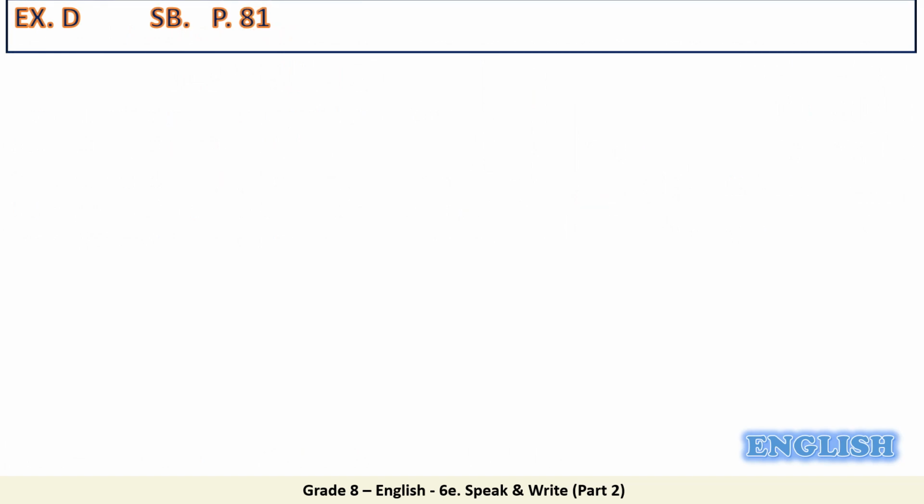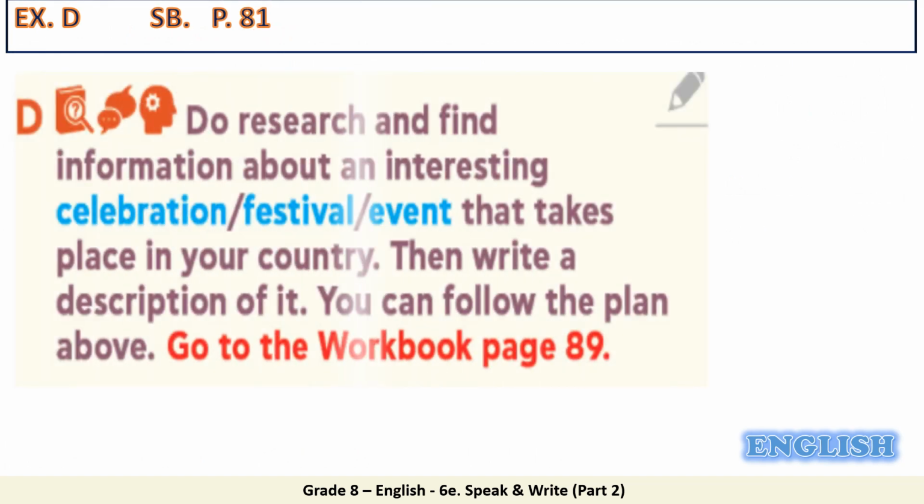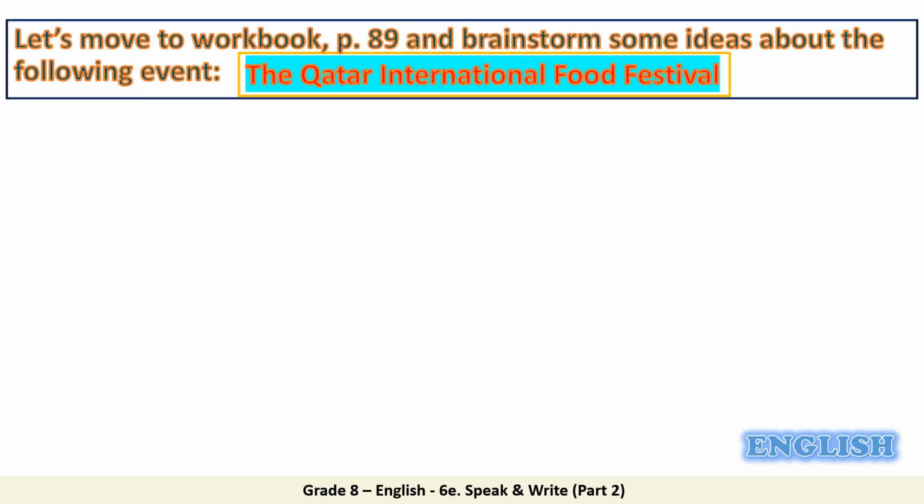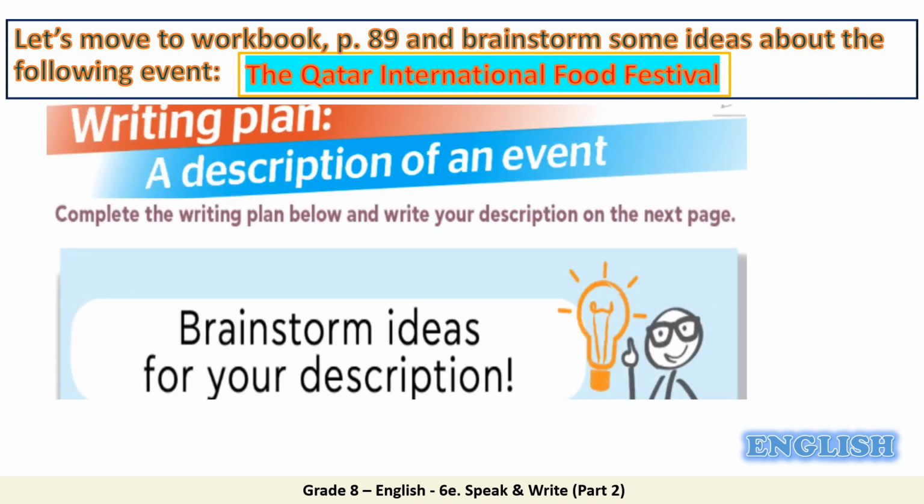Now let's move to exercise D, student book page 81. Do research and find information about an interesting celebration, festival, or event that takes place in your country. Then write a description of it. You can follow the plan above, which we have already discussed. Go to the workbook page 89. Now open your workbook page 89. Brainstorm some ideas about the following event: the Qatar International Food Festival. Complete the writing plan below and write your description on the next page.